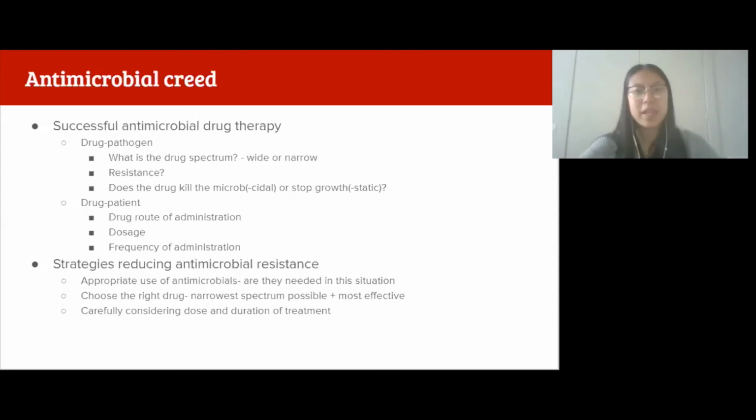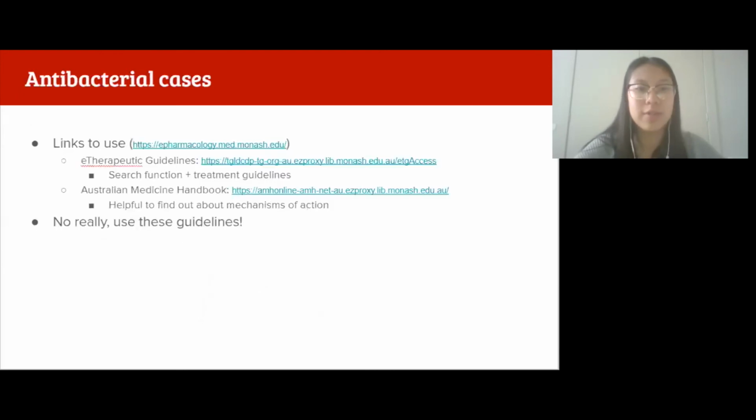In terms of reducing antimicrobial resistance, follow the antimicrobial creed, mind me. So use antimicrobials when it's necessary. Don't use them when you don't need them, right? Choose the right drug. You want to find the most narrow spectrum possible, most effective against that pathogen. And really important to carefully consider your dose and duration of treatment.